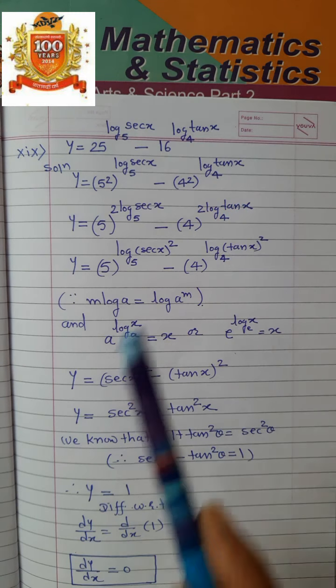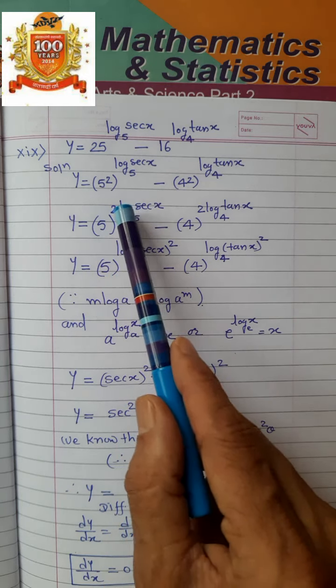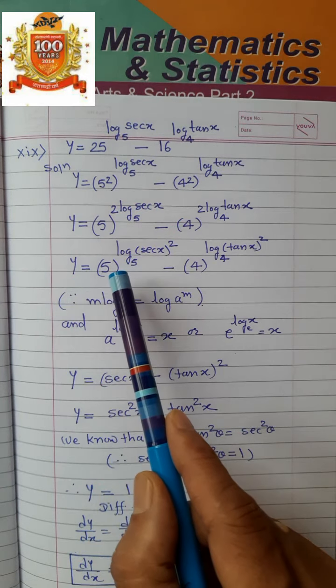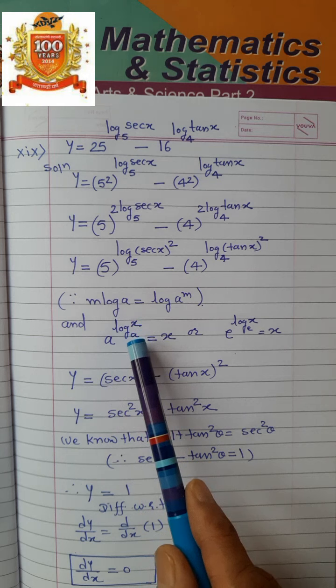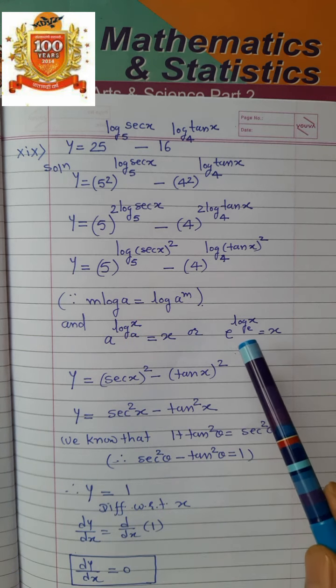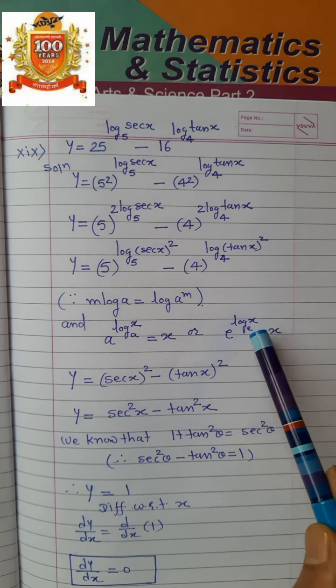Again, this can be written as, we know m into log a means log a raised to power m. Therefore, we apply it here. We get y is equal to 5 raised to power log of sec x whole square to the base 5 minus 4 raised to power log of tan x whole square to the base 4. Now we also know one more formula: a raised to power log of x to the base a is equal to x, or e raised to power log of x to the base e is always equal to x. We know this result.